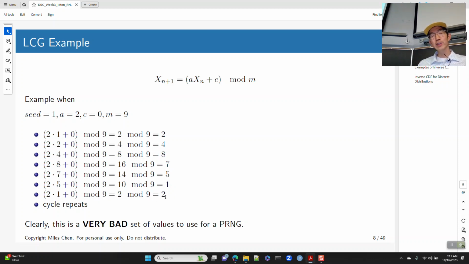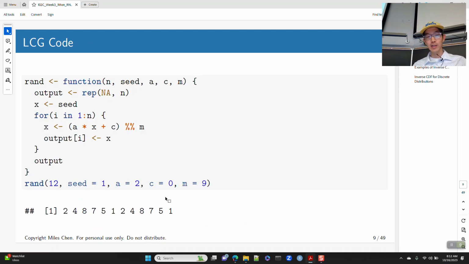And so here the cycle is going to repeat. So the random number it generates will be 2, 4, 8, 7, 5, 1, 2, 4, 8, 7, 5, 1. So this is not a good thing, but we can see this is going to be the number sequence that it generates: 2, 4, 8, 7, 5, 1, 2, 4, 8, 7, 5, 1. And we can see this is just a way to generate this: a times x plus c mod m, and then whatever it outputs will be our output, and we can say generate a bunch of these things.